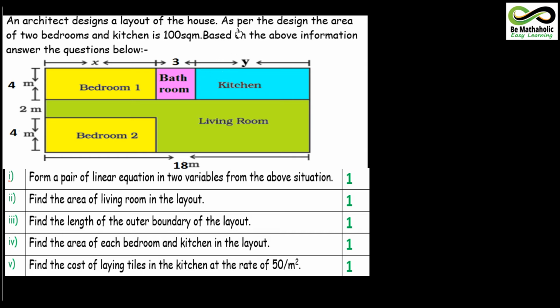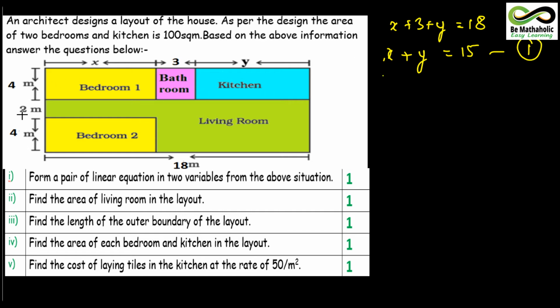Now the equation you have to frame is for 2 bedrooms and kitchen. The combined area of 2 bedrooms and kitchen is 100. So one equation can be framed with this given situation. At first you can see the opposite sides of rectangles are equal. So here the first expression and equation which you can have is x plus 3 plus y equals 18, because the opposite sides are equal. So with this you will have the first equation in front of you, which will be equal to 15. This will be equation 1.